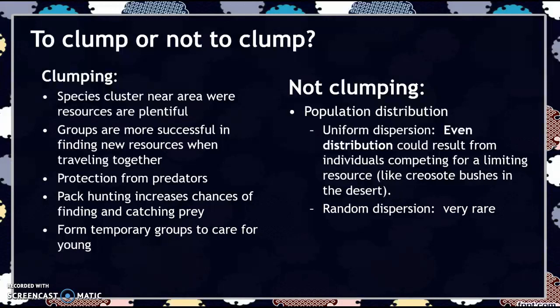Not clumping, we have two options. We have uniform dispersion, and that's even distribution that could result from individuals competing for a limited resource. Think of creosote bushes in the desert. They need to be spaced out in distances from each other so they have enough water that they can actually take up from the surrounding area. Random dispersion is there's no rhyme or reason why they're dispersed the way they are, and it's very rare.